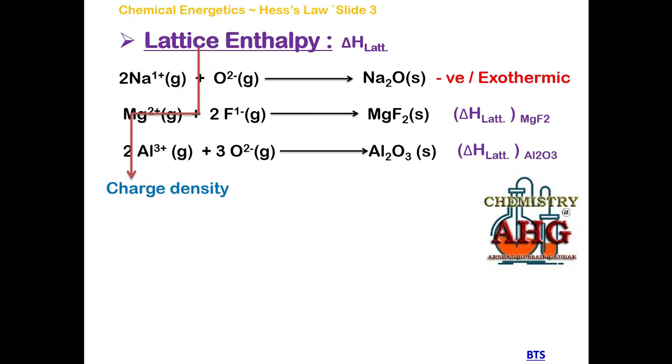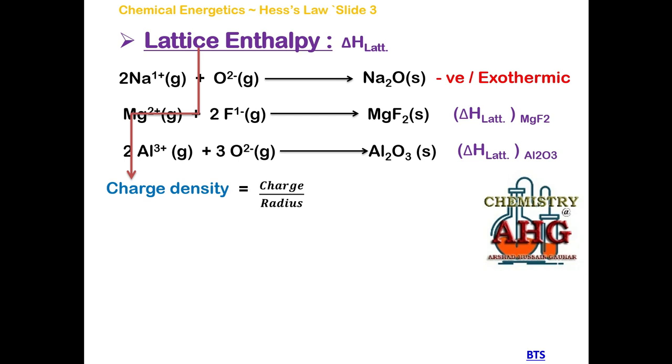Charge density is the ratio of charge to radius. Now, what is the relationship that you can remember? If you look at this formula, you can come to know charge density is directly proportional to charge and it is inversely proportional to radius. So that is why charge density depends on two subfactors, charge and radius. And out of these two subfactors, charge is more important because it has direct relationship with charge density.